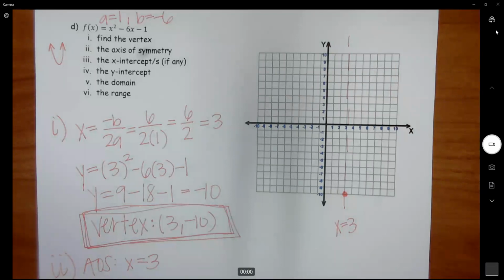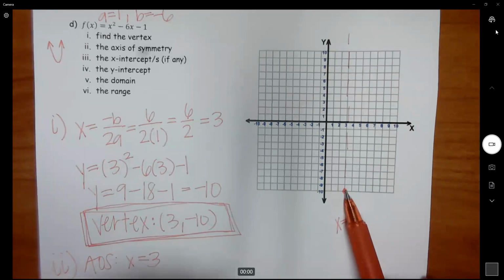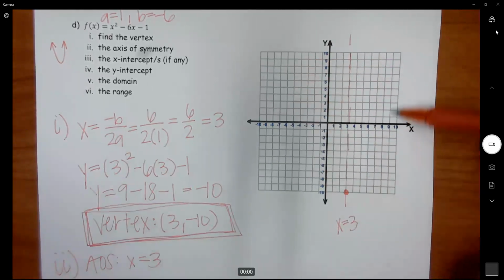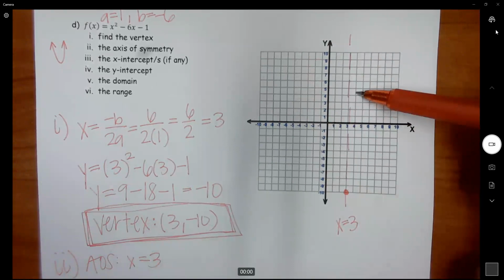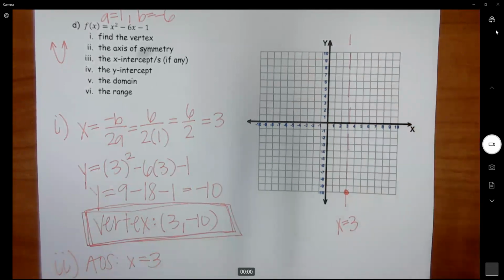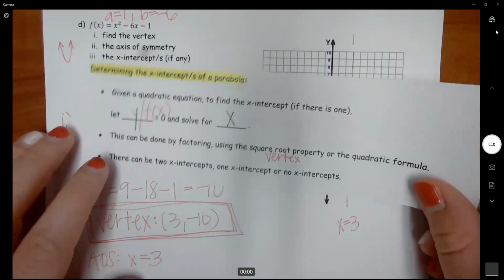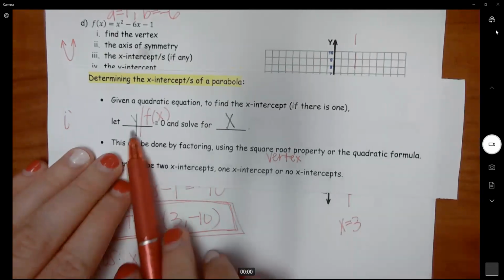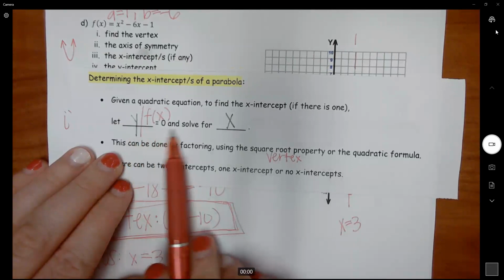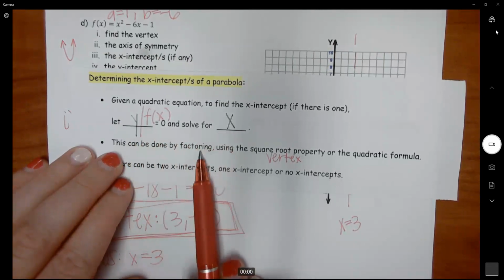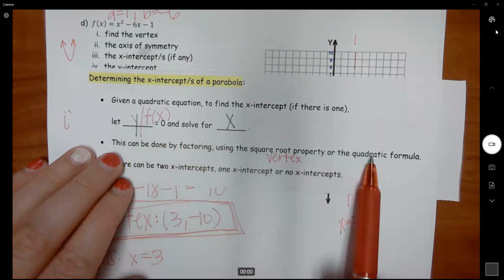Okay, I hope you said 2. If I know my vertex is down here and it's opening up, whether it's really wide or really skinny, it's going to cross twice. We find our x-intercept by letting y or f of x equal 0 and solving for x. And we will solve for x by either factoring, using the square root property, or the quadratic formula.